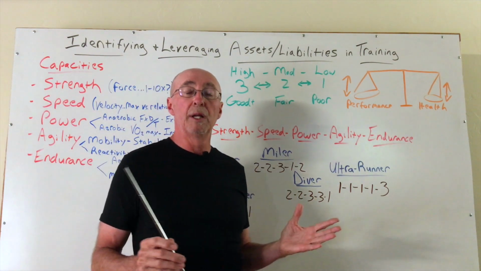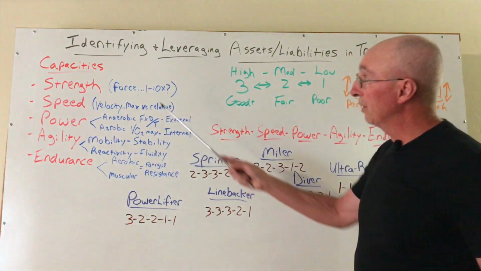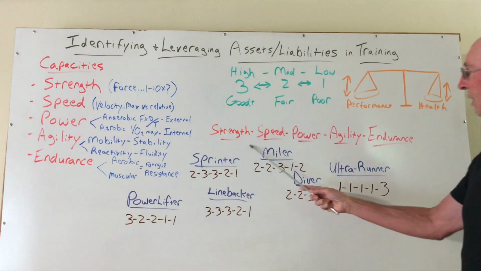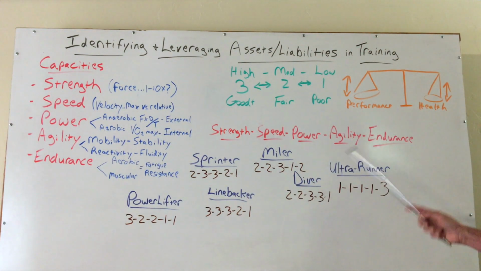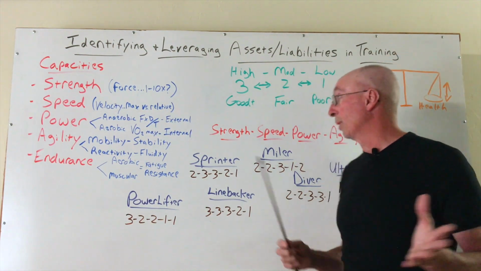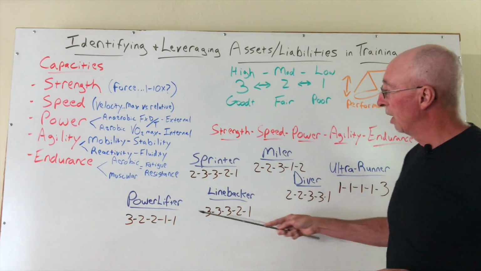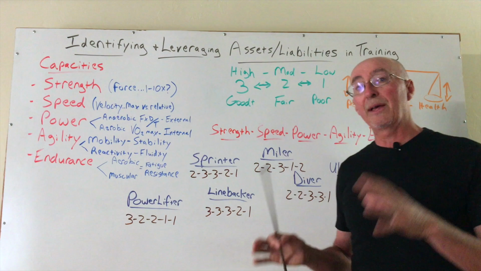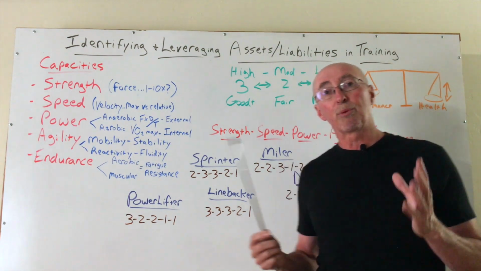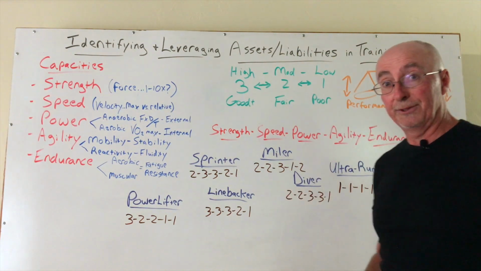So what I've done to try to illustrate this a bit more clearly is I've taken the 5 capacities which we've reviewed and I've listed them out in horizontal fashion in this order. Again, we could present this in any order, but today, strength, speed, power, agility, and endurance. And then what I've done is I've taken a number of different athletes in different sports and identified what their profile or ranking would be in these capacities.